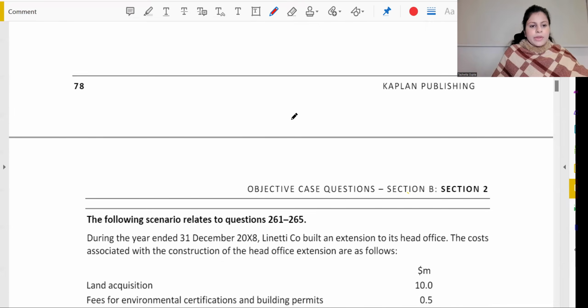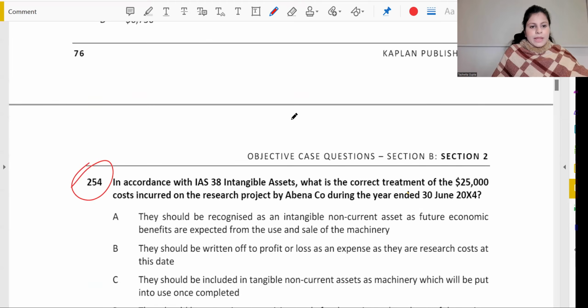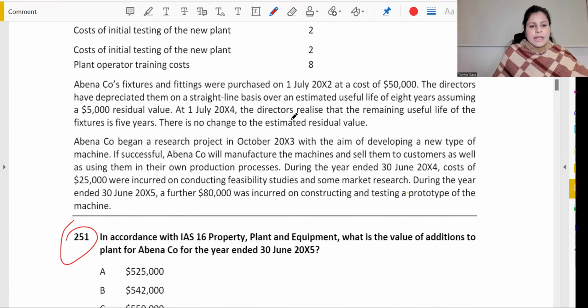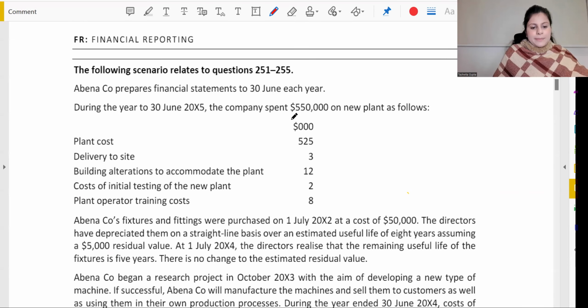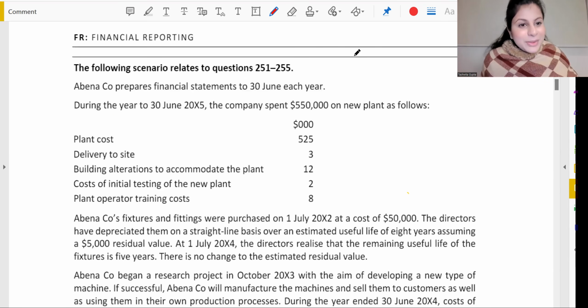So now I think I've kept the question in section A only. Yep. Last question from section B related to IS 16. Let us do this quickly. Come on.